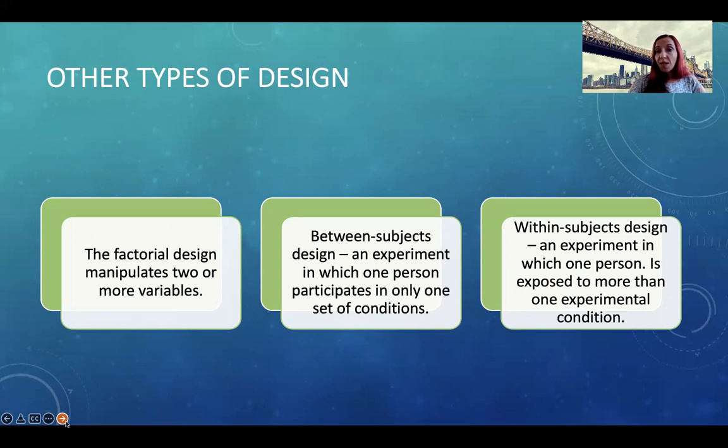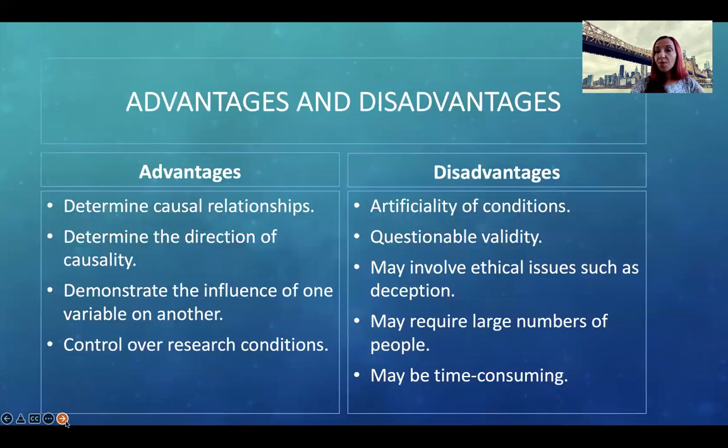Another type of design is between subjects design. This is an experiment in which one person participates in only one set of conditions. So that person could be in the control group or an experimental group. And within subject design is an experiment in which one person is exposed to more than one experimental condition. So the person could be exposed to two or three experimental conditions.